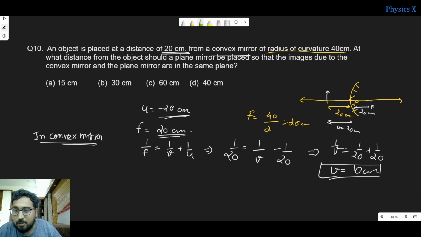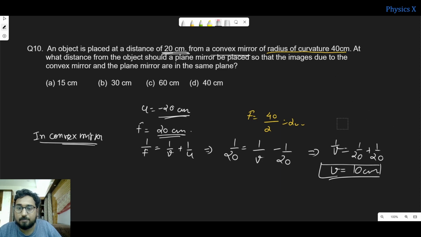Suppose it will be something like this. This will be your reflected ray, and this will be coming like this. Somewhere here the image is forming. Now this distance is what? 10 centimeter. This distance is what? 10 centimeter. Let me draw it clearly for you.